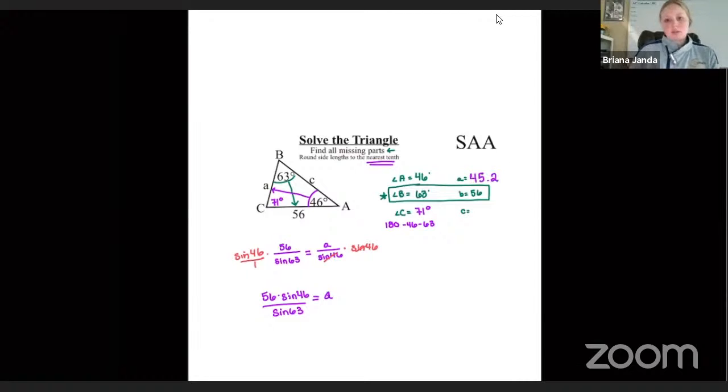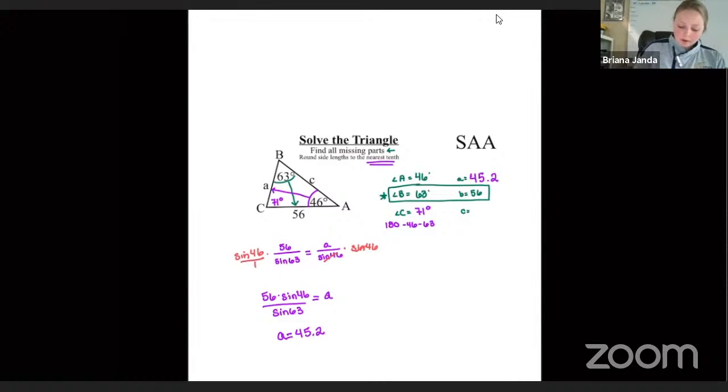And it did say round to the nearest tenth, so I'm going to go to one decimal place here, 45.2. Let me know if we're having trouble getting to that. Okay.